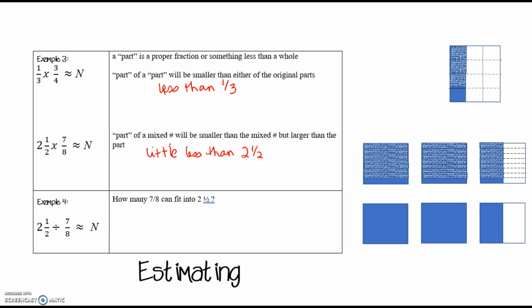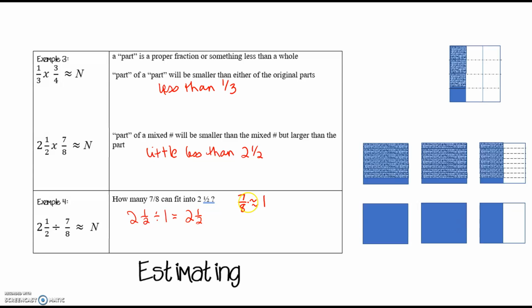And then finally, the last problem, example 4, is a division problem where we're taking 2.5 and dividing by 7/8. So when you see a division problem like this, I want you to ask yourself how many 7/8 can fit into 2.5. Well, 7/8 is almost 1. So if I wanted to estimate 7/8 to be about 1, and then I were to actually divide 2.5 by 1, that answer would be 2.5.